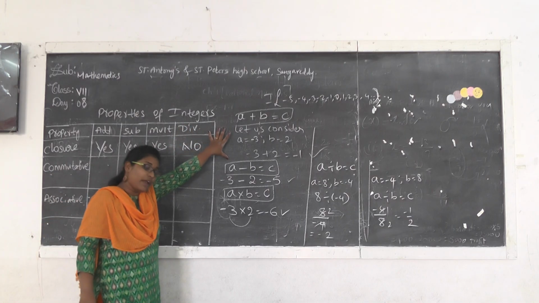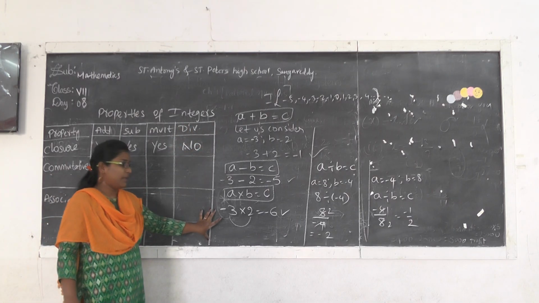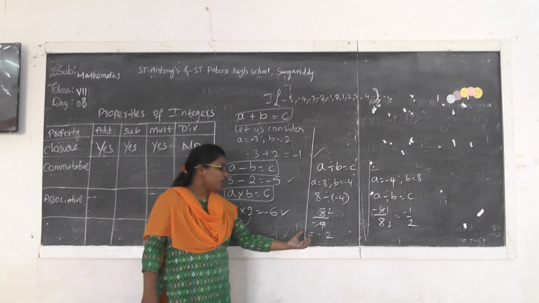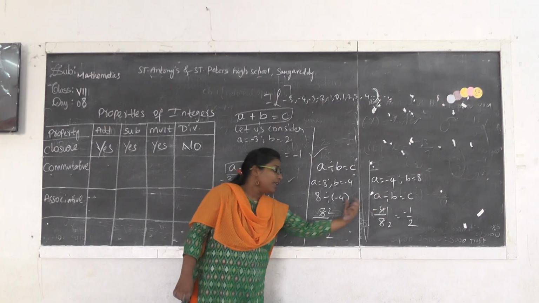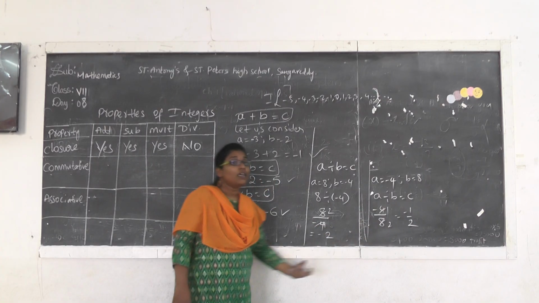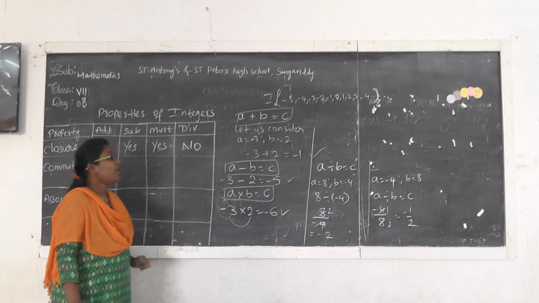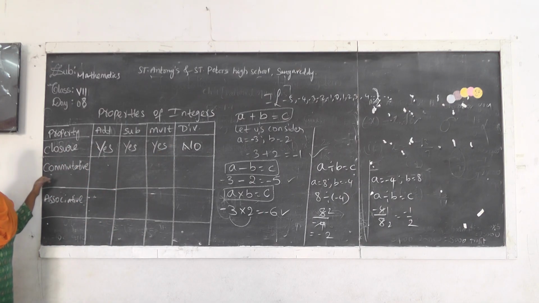The closure property is satisfied under addition, subtraction, and multiplication. But the closure property does not satisfy under division, because only in a few cases it will satisfy, and in a few cases it will not satisfy. So the closure property does not satisfy under division. Understand? Now let's move to the commutative property.